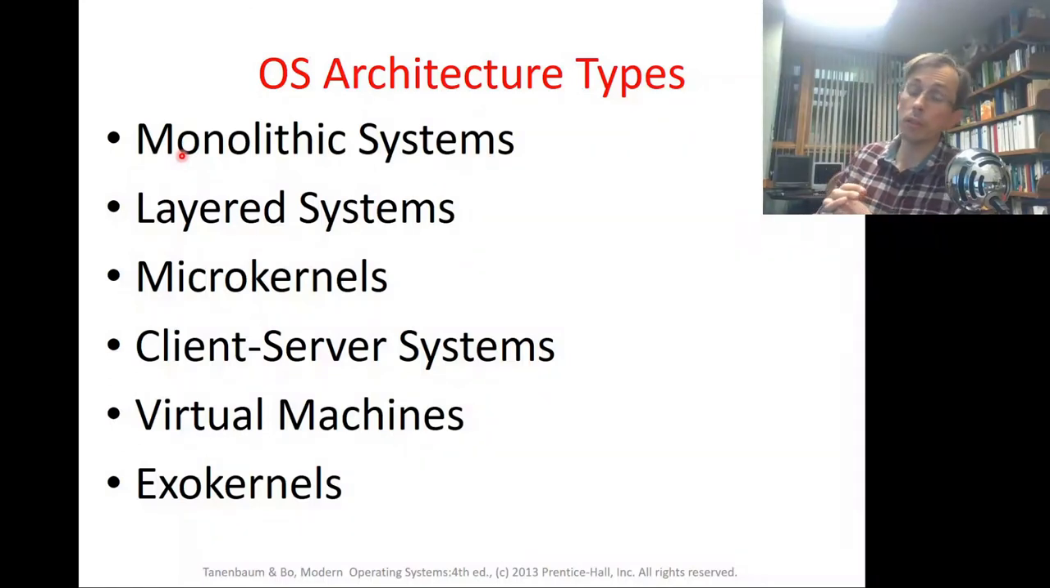Okay, let's move on to our next topic. Let's look at the different architecture types that operating systems can correspond to. So we have monolithic systems, layered systems, microkernels, client-server systems, virtual machines, and exokernels. So it's not an exhaustive list. There's a lot of active research. People are trying to figure out new methods of doing things. Most current research is variations on microkernels. So there we go. Let's look at each of these.